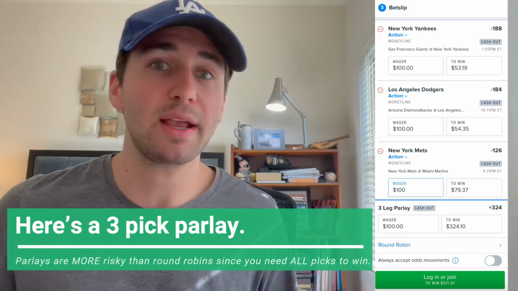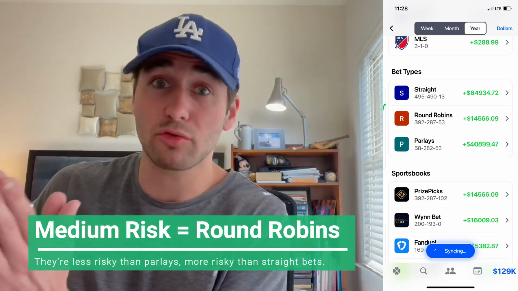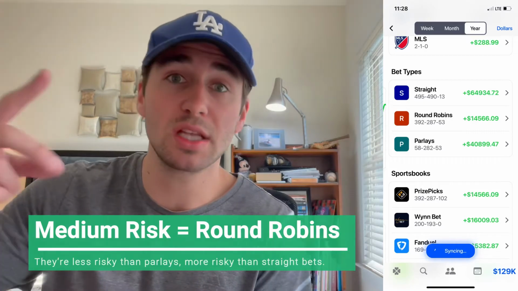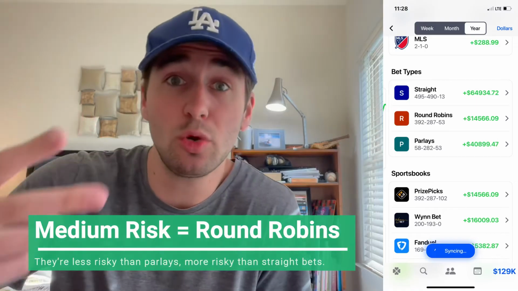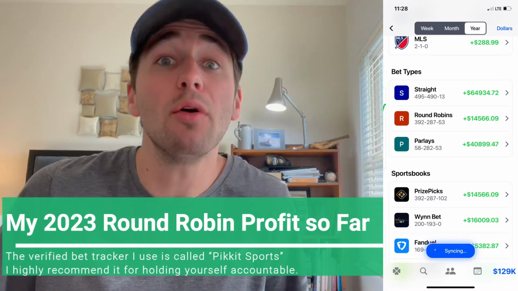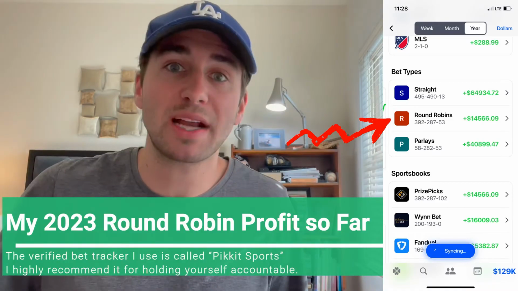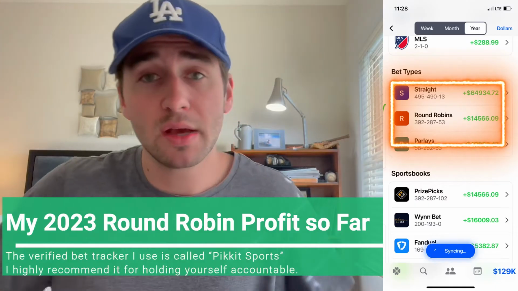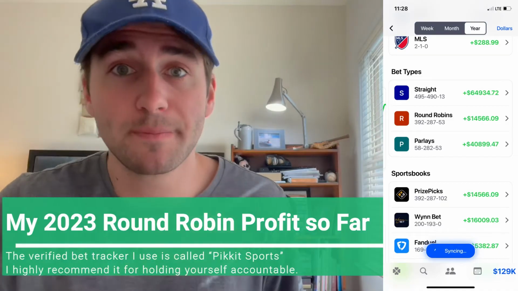The reason bettors like round robins is they're kind of in the middle of straight bets and parlays. They're not as risky as parlays because you don't need every single pick to win, right? If just the Dodgers and the Mets win, you're still going to win one parlay in your round robin if just 2 of your 3 teams win, whereas in a parlay, you would lose. But they have a higher payout than a straight bet. So if you think about the risk-reward spectrum, parlays are over here, straight bets are over here, and round robins are kind of in the middle. So again, in this video, we're going to be talking about how to make money betting on round robins. So let's get into it.